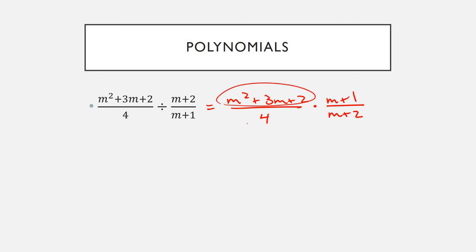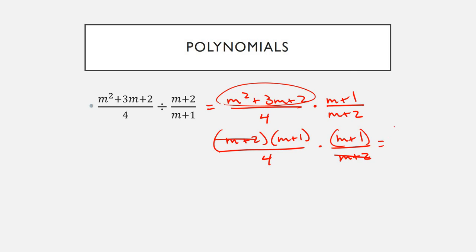Again, I only have one piece that can be factored here. m plus 2, m plus 1 over 4 times m plus 1 over m plus 2. The m plus 2's cancel. The m plus 1's cannot because they are both in the numerator. I can write them as a squared term, or I could write them side by side.